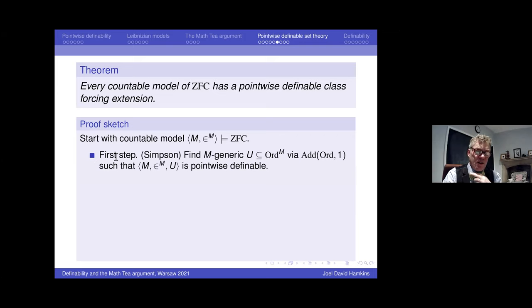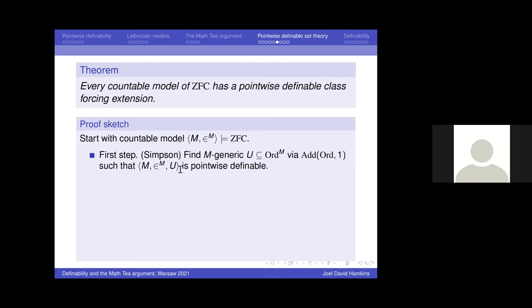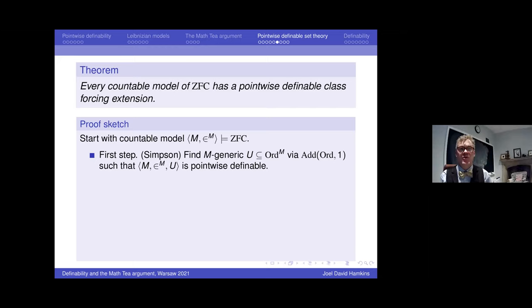And the first step is to use this theorem of Simpson. Steve Simpson had proved earlier that it's possible to find a generic class of ordinals, generic for the forcing that adds a generic class of ordinals with set conditions, such that the resulting class forcing extension is pointwise definable. But this is not a model of set theory because we're adding this predicate U, right? So he's making a pointwise definable model of set theory, but he's adding this predicate U, which is making all the definitions work. So let me just explain how that goes.